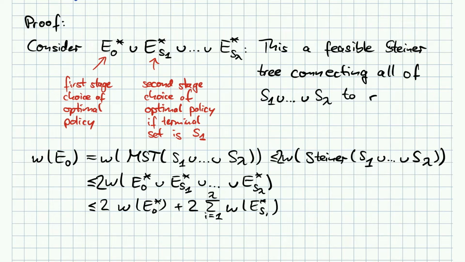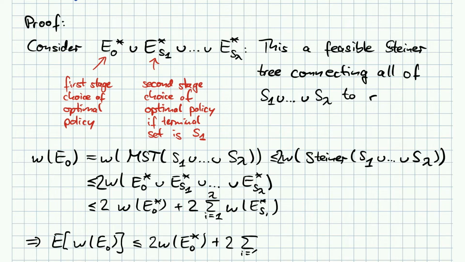But this tells us now the following. This tells us that the expected cost that we have now for our first stage is at most 2 times what the optimal policy pays for the first stage, plus 2 times the sum from 1 through lambda of the expected cost of what the optimal policy would have in the second stage when the set of terminals is Si.